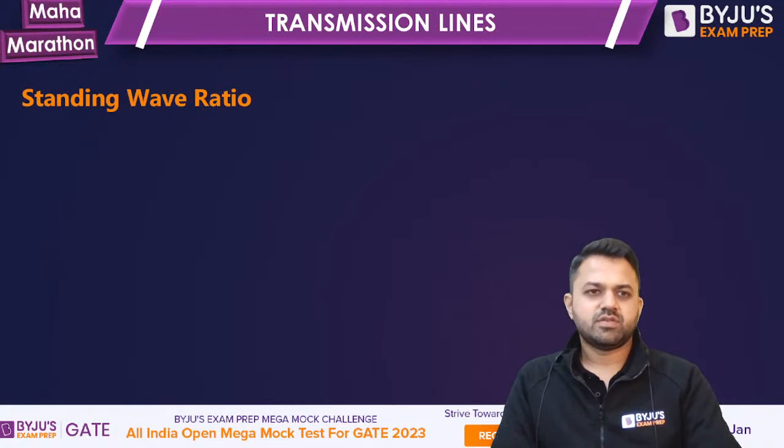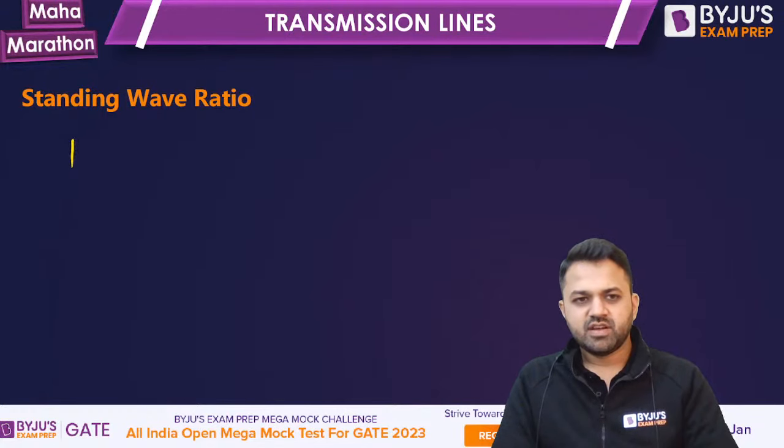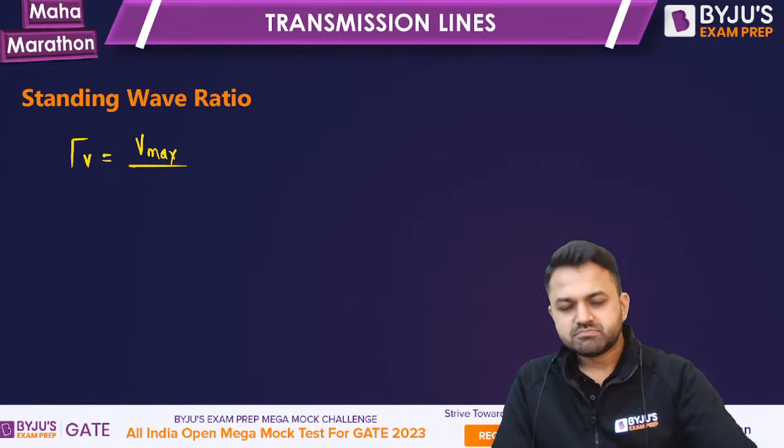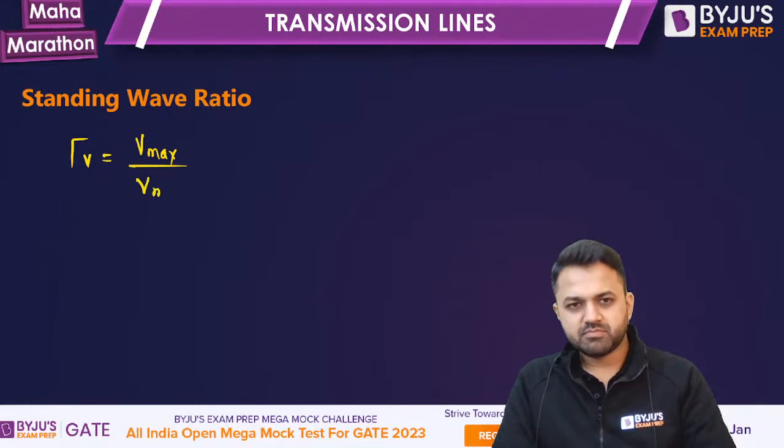Okay. Now, standing wave ratio. How do you define the standing wave ratio? So, standing wave ratio again for the voltage wave is given by the maximum value of voltage divided by the minimum value of voltage, maximum to minimum, and mod of it.